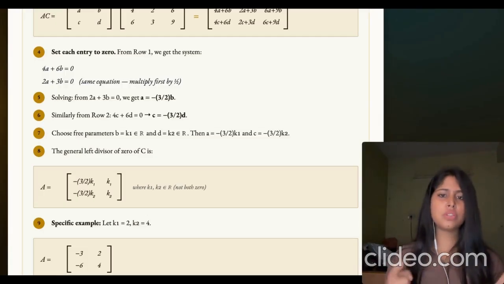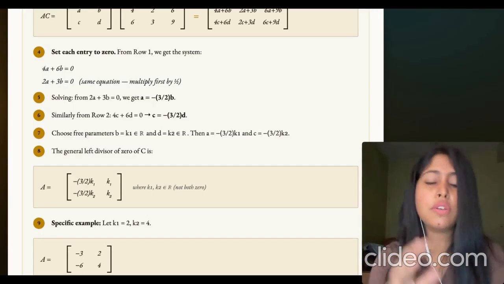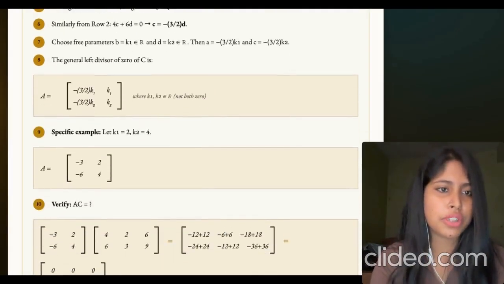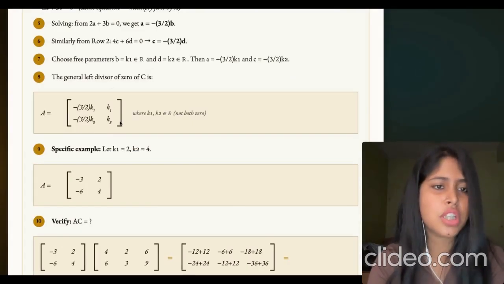Then a will be what? a was equal to minus 3b by 2, right? So now b is equal to k1, so it will be minus 3k1 by 2. And d is k2. Then c was equal to minus 3d by 2, so here d is k2 now, so we will write minus 3k2 by 2. And we will mention that k1 and k2 are real numbers and not both 0. Now this is the family of all left divisors of zero of C, and there are infinitely many of them. As you can see, I have arranged it: this is a, b, c and d, just as I have said.